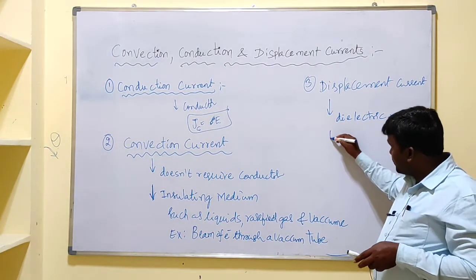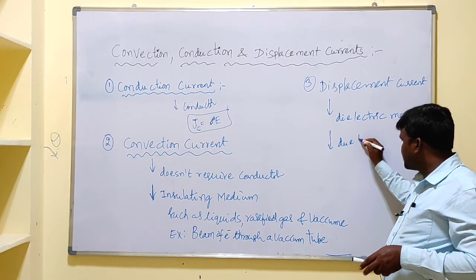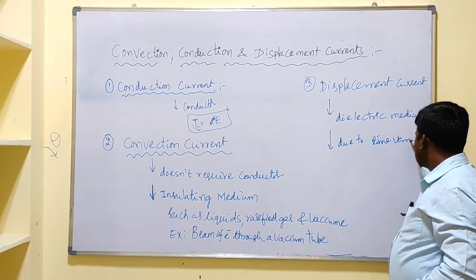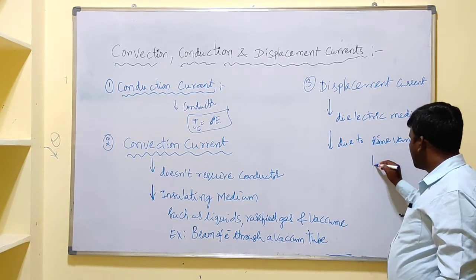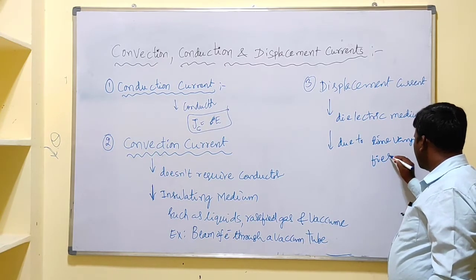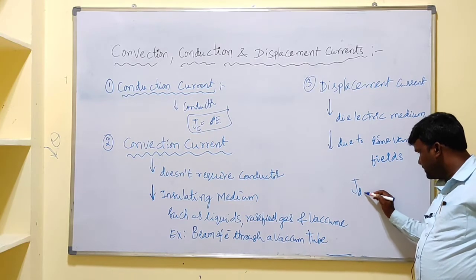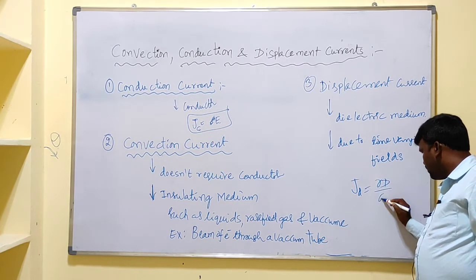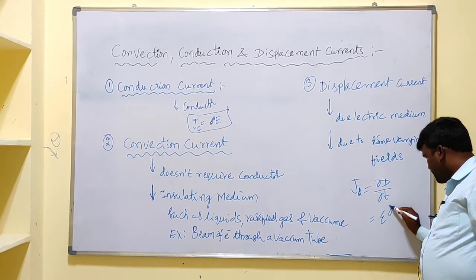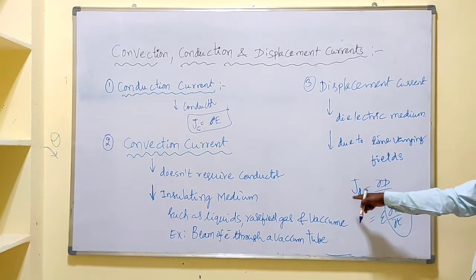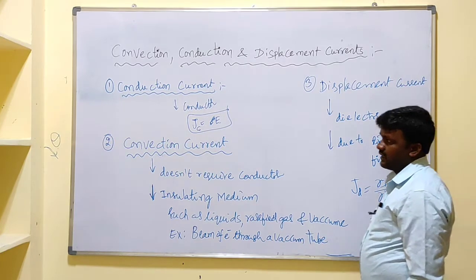Displacement current is produced due to time varying fields. A time varying field produces our displacement current. Displacement current density is given by JD equal to dou D by dou t, or else epsilon dou E by dou t. This time varying electric field produces our displacement current.